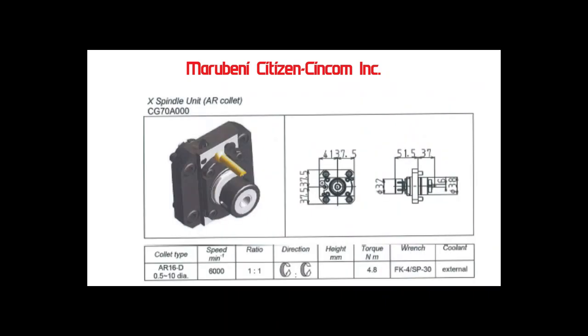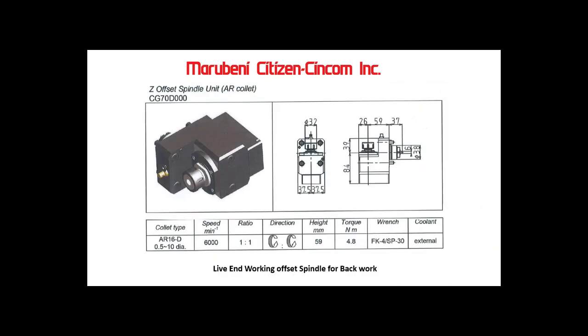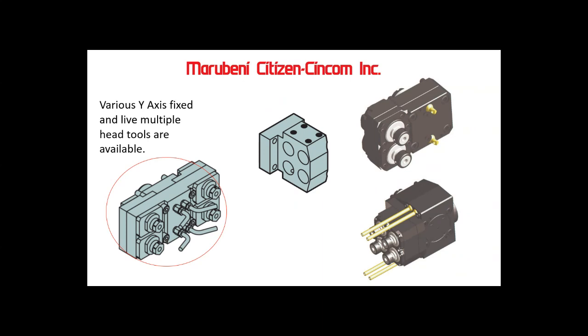Once again, typical live cross holders. This machine obviously has many more options. That's that offset one. Like I said, we've got a lot more options. We've got quad face, we've got quad cross. So this one's got two offset on the front for working on the front and two offset on the back. As I say, it's only got eight stations on the machine, but we can put a lot of tools in if we utilize this type of live tool.